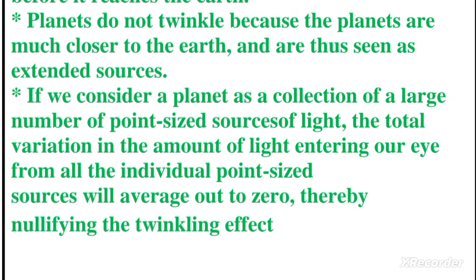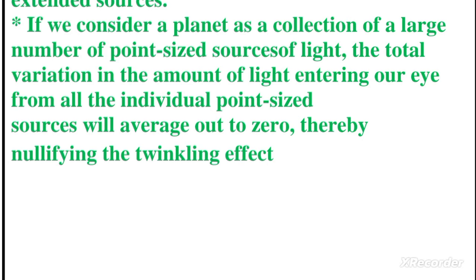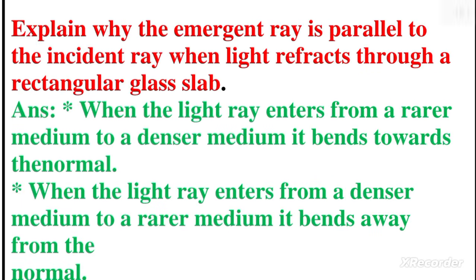If we consider a planet as a collection of a large number of point-sized sources of light, the total variation in the amount of light entering our eye from all the individual point-sized sources will average to zero. Next question.